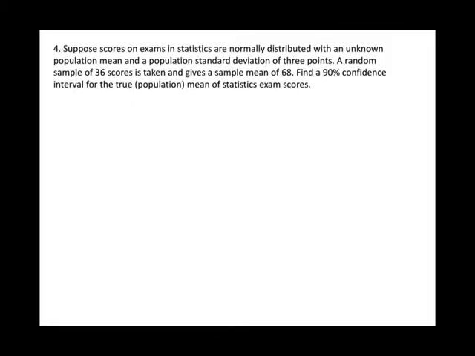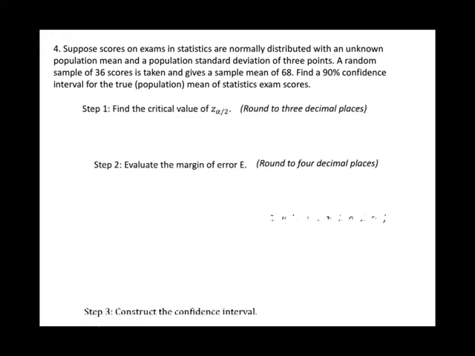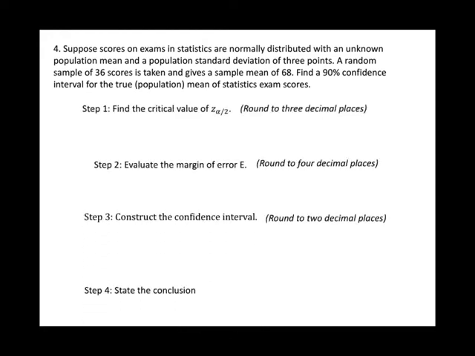Okay, next example. Suppose scores on an exam in statistics are normally distributed with an unknown population mean and a population standard deviation of 3 points. A random sample of 36 scores is taken and gives a sample mean of 68. Find a 90% confidence interval for the true population mean of the statistics exam score. Okay, I want you guys to try to do it by yourself. Find the critical value, margin of error, construct the confidence interval, and write down the conclusion.